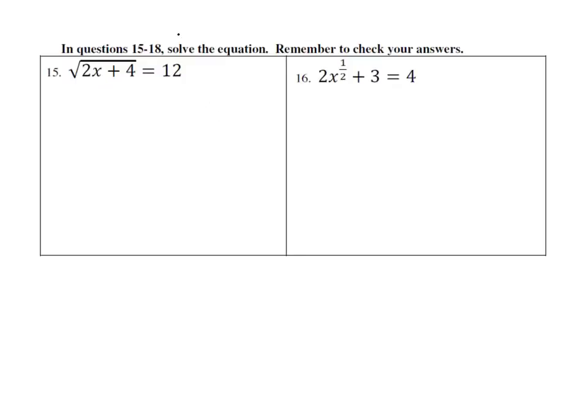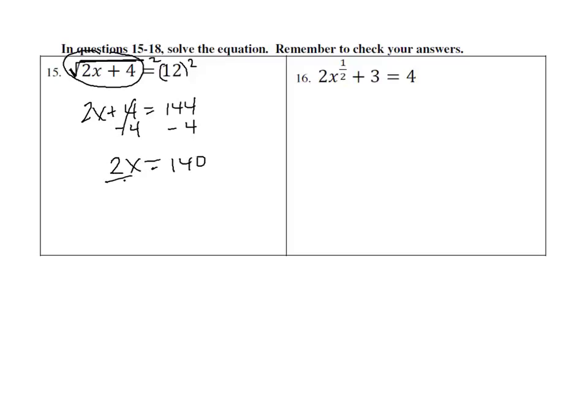So this is a combination of several lessons when we solve. So we want to get the radical alone, so leave this alone. And just ask yourself, how do we get rid of this square root? We're going to square both sides. Now we just solve it like a normal problem. So we're going to subtract 4, divide by 2, and divide by 2.